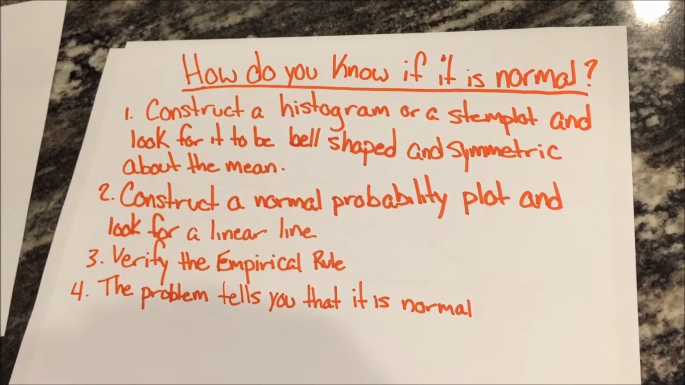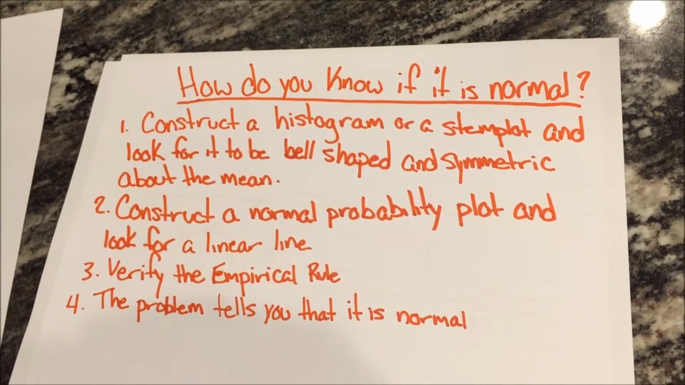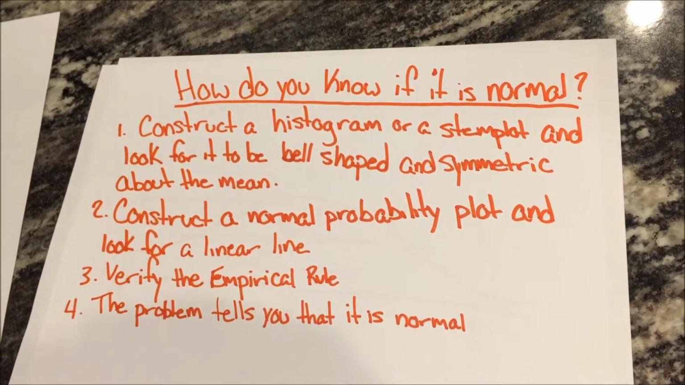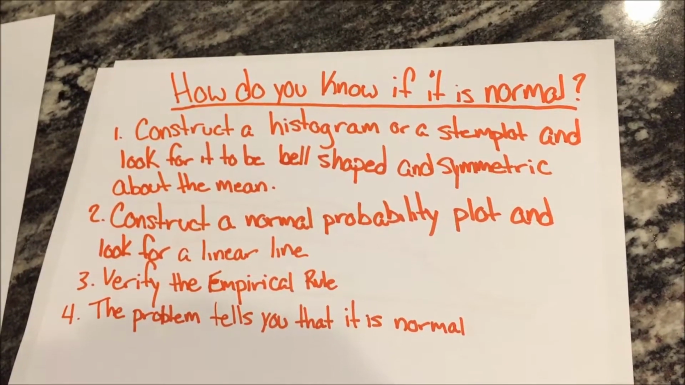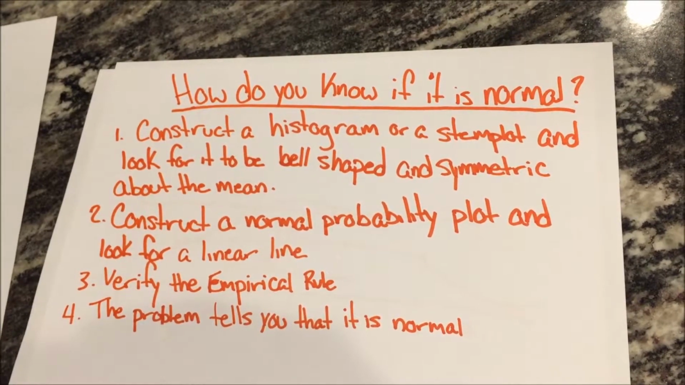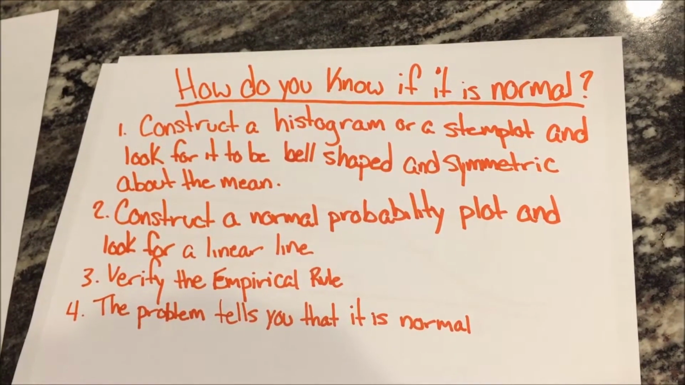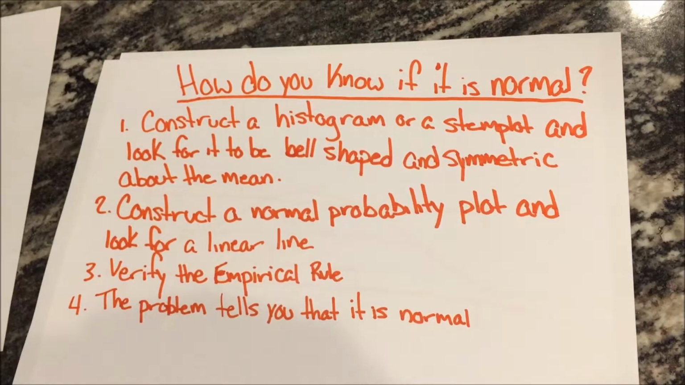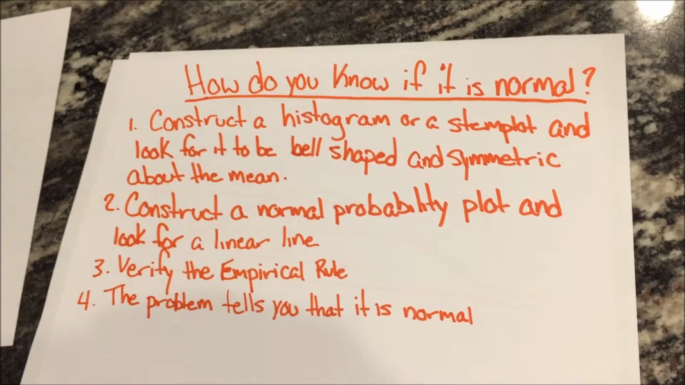You know a curve is normal if you can construct a histogram or stem plot and look for it to be bell-shaped and symmetric about the mean. Or you can construct a normal probability plot and look for a linear line. And you can verify the empirical rule, or the problem will just tell you that it's normal.